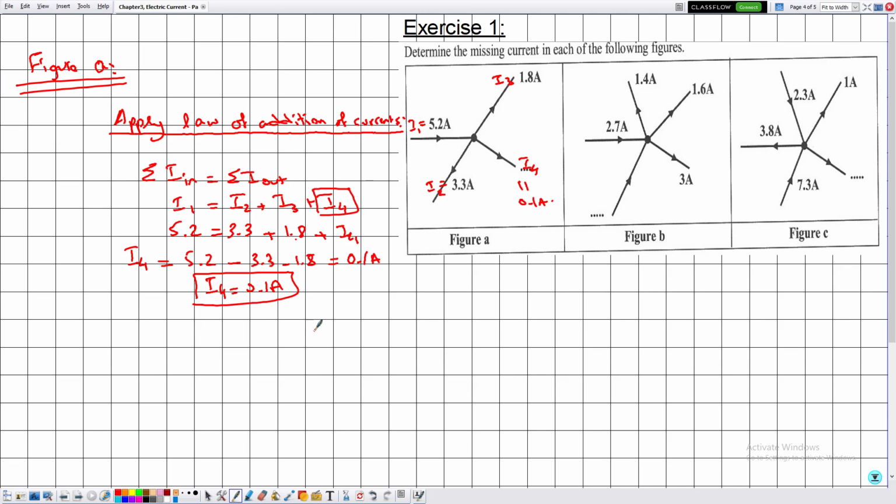So this is it for figure A. Now let's move to the next figure, which is figure B. Let me label the following currents. Suppose that this is I1, this is I2, this is I3, this is I4, and this is I5. For sure we need to apply the law of addition of currents.